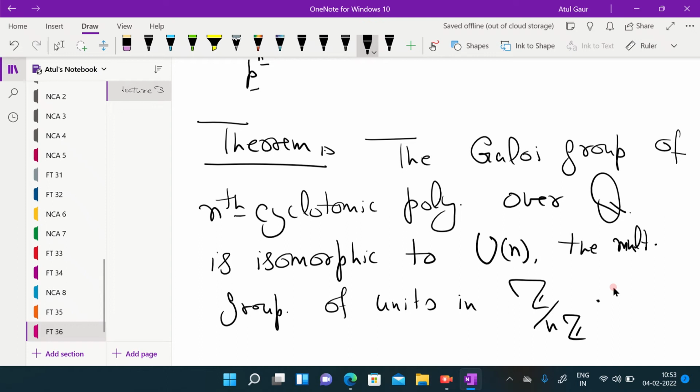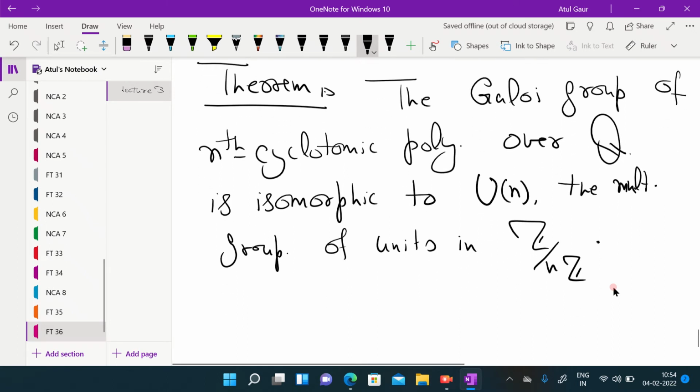So what are the units in Z mod nZ anyway? Anyone? Those whose GCD with n is 1. Right. So any element m bar, meaning m plus nZ, will be a unit in Z mod nZ if and only if the GCD of m and n is 1. All right.